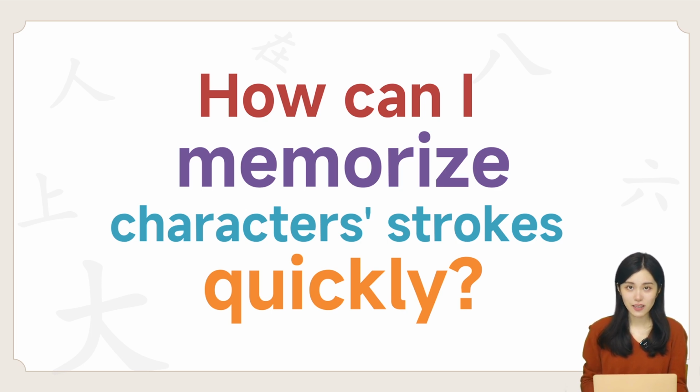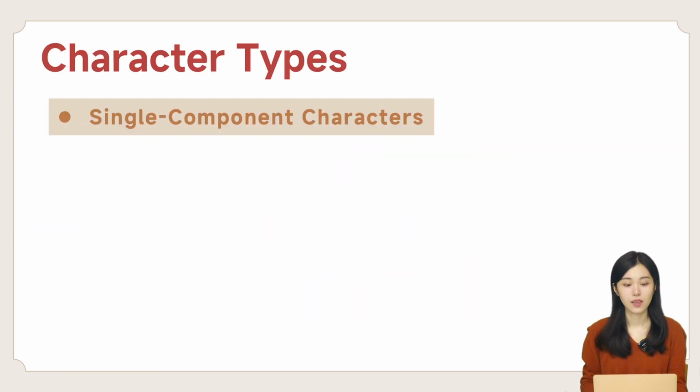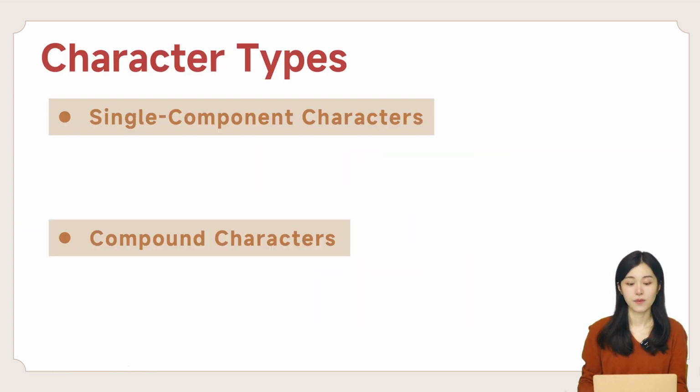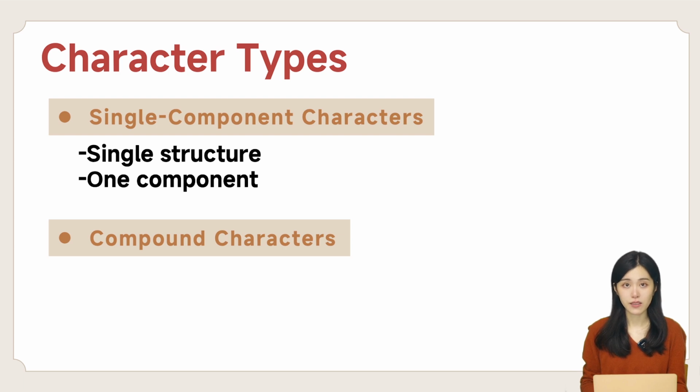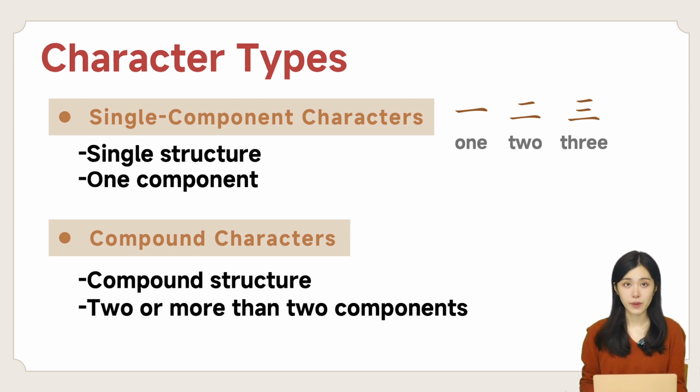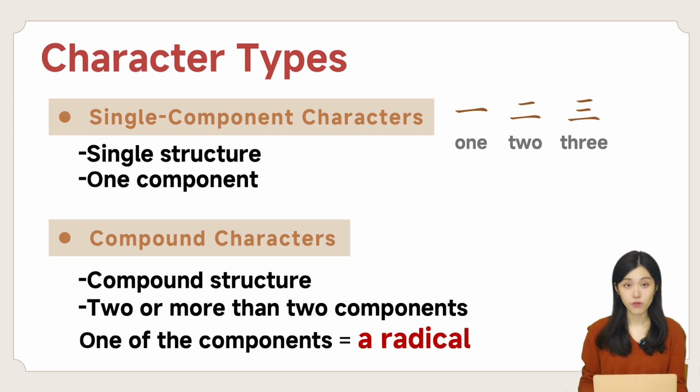In fact, Chinese has 2 types of characters. Single component characters and compound characters. Single component characters means the character is made of a single structure, or it only contains one component. For example, 1, 2, 3. These characters are only made of one part and thus have a single structure. Compound characters means the character is made of a compound structure or contains 2 or more components. One of the components is called the radical.